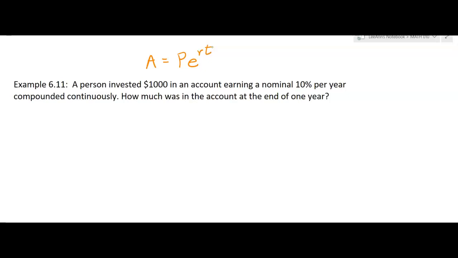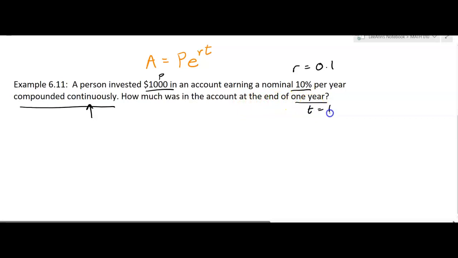Okay, so a person invested $1,000, so that's the principal, in an account earning a nominal or yearly percentage rate of 10%. So R is going to be 0.1. And it's compounded continuously. Now we have to have that word so we know to use this PERT formula and not the other one. How much was in the account at the end of 1 year? Okay, so the time is just 1. So our A is going to equal 1,000 times E to the power of the rate, 0.1, times the 1 year.